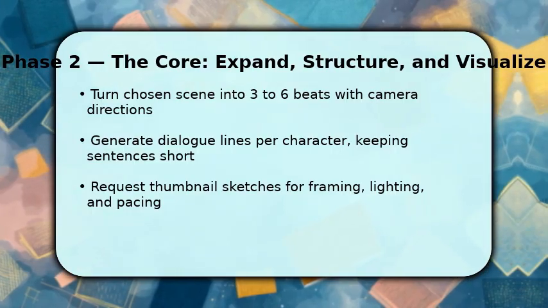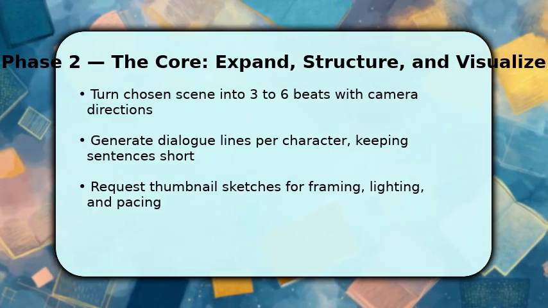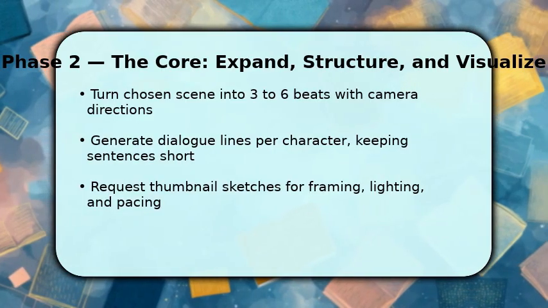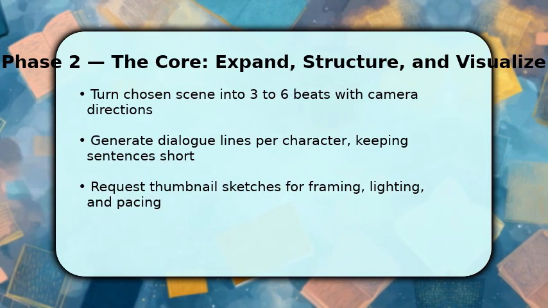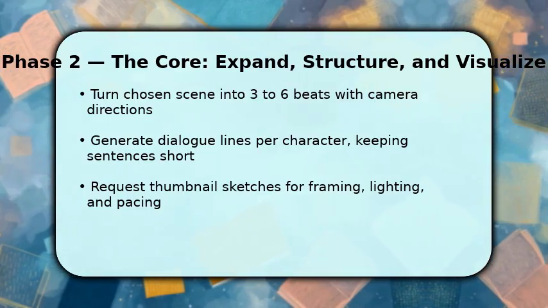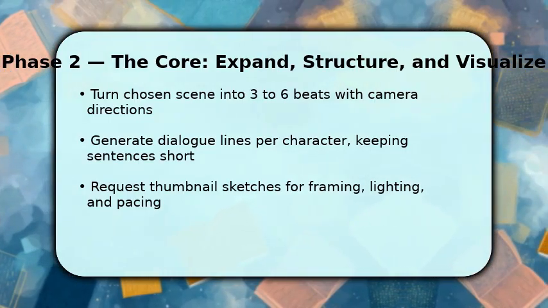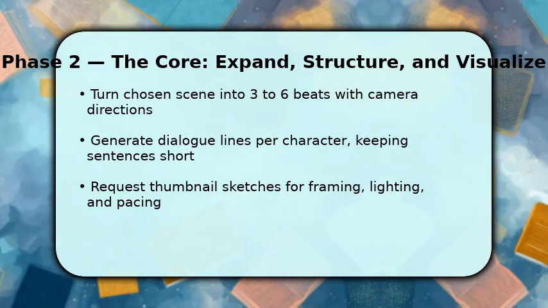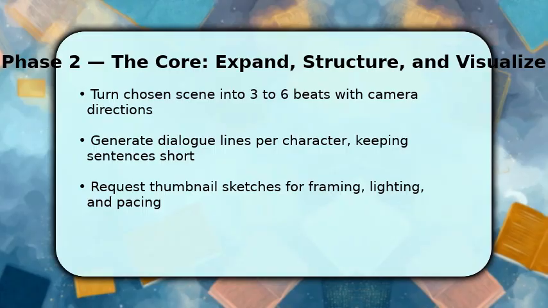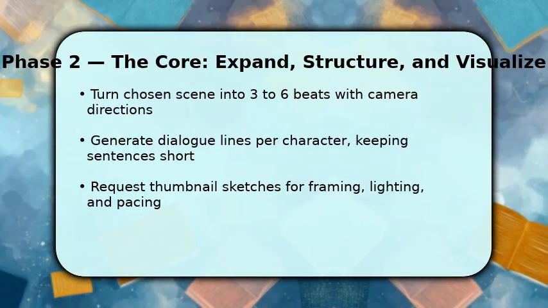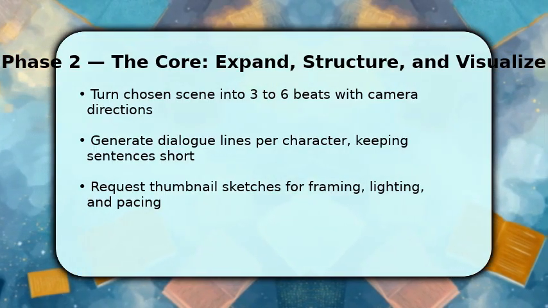Once you have beats, ask ChatGPT to write concise dialogue tuned to each character's voice. Then request timing for each beat so you can map to seconds. Make sure to include transitional shots and sound cues. If you want, export a version formatted as a shot list or storyboard captions so you can hand it directly to an editor or animator.